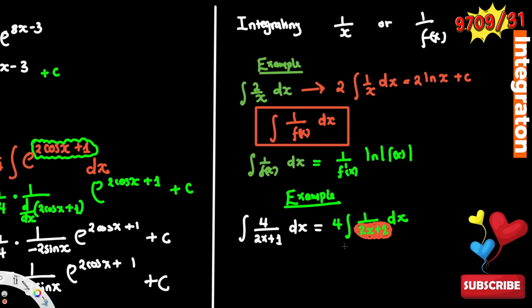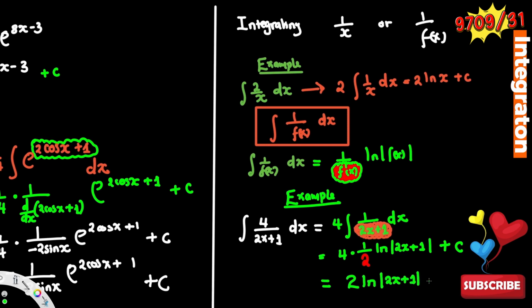So we shall have this as 4 times 1 over the derivative of this part that I've highlighted, 2x plus 1. The derivative of 2x plus 1 is going to be 2. If you differentiate 2x plus 1, you're going to get 2. Then write ln of the function. Then we are going to say plus c. And if we simplify this, we're going to get 2 ln of 2x plus 1, then plus c as our final answer.